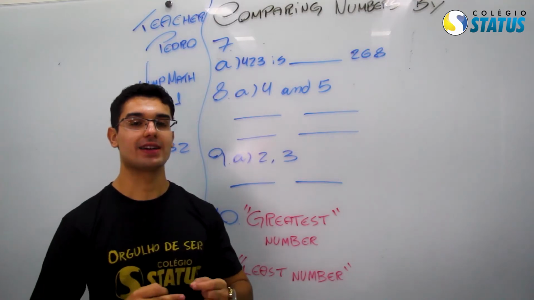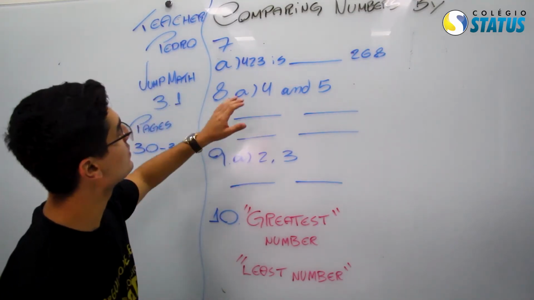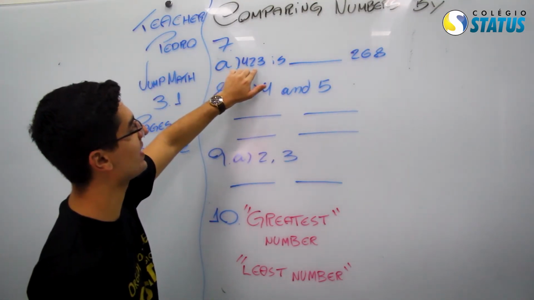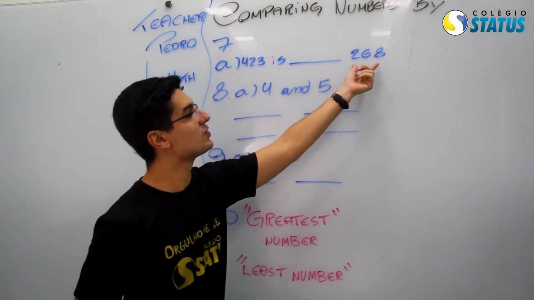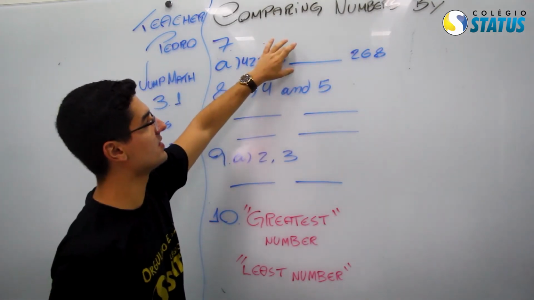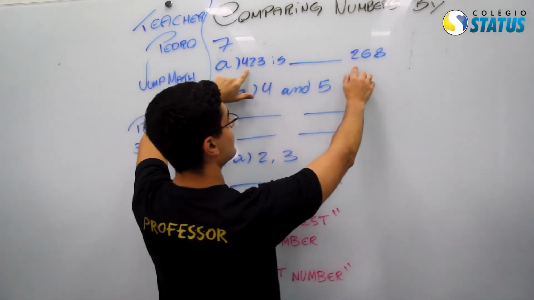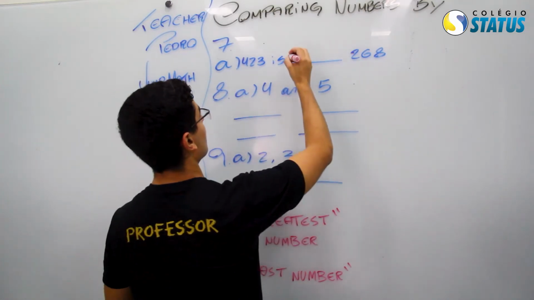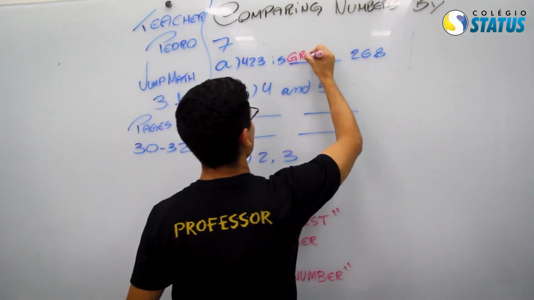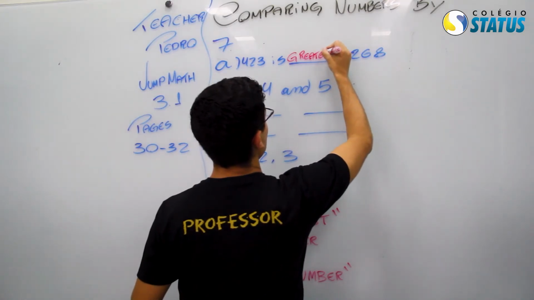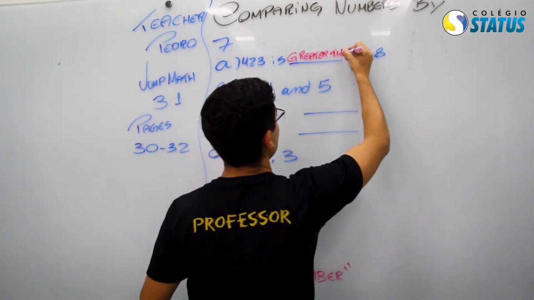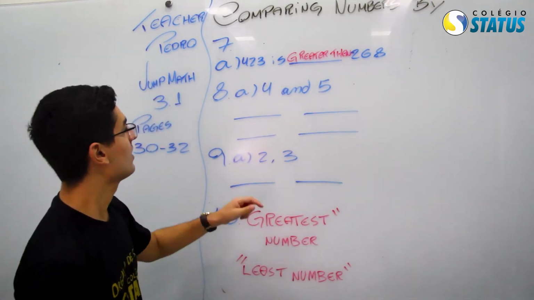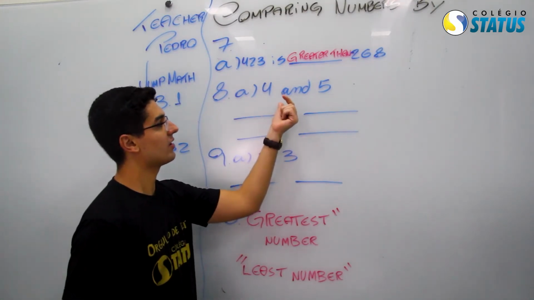Okay, kids. Now, exercise number 7. We have to complete the sentence. Okay, so we have 423 is 268. This is less than 268 or greater than 268. Is greater than. Okay, and you have to complete the other sentence. Okay, number 8, 4 and 5.